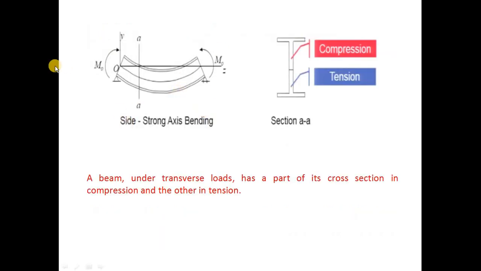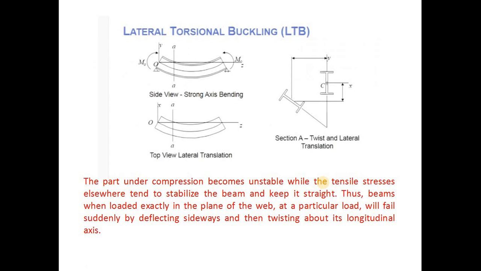Now if you see the same beam, if the loading is downwards, the top portion of the I section is under compression and the bottom portion is under tension. The beam under transverse loads has a part of its cross section in compression and the other part in tension. That is the obvious thing. Now why does the lateral torsional buckling happen? The part under compression becomes unstable, while the tensile stresses elsewhere tend to stabilize the beam and keep it straight.